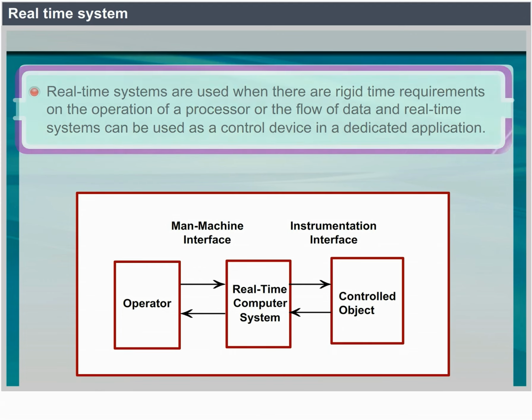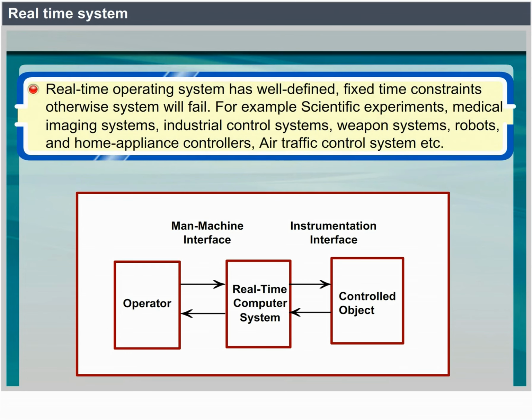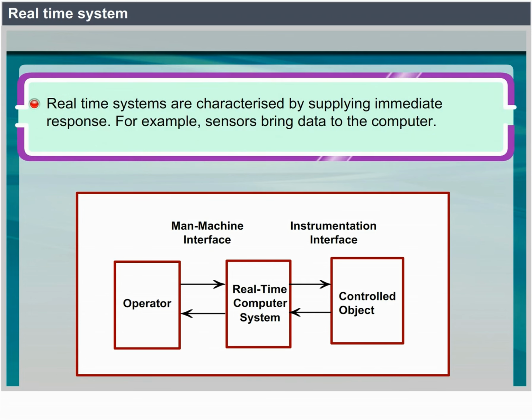A real-time operating system has well-defined fixed time constraints, otherwise the system will fail. For example, scientific experiments, medical imaging systems, industrial control systems, weapon systems, robots, home appliance controllers, air traffic control systems, etc. Real-time systems are characterized by supplying immediate response.